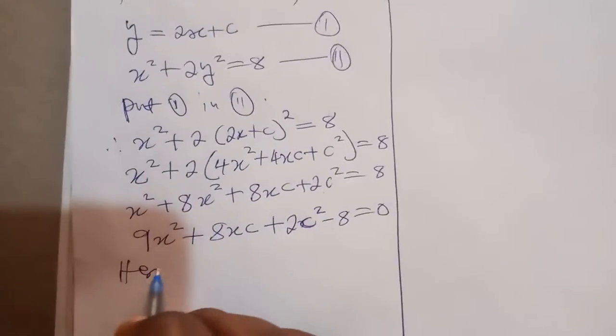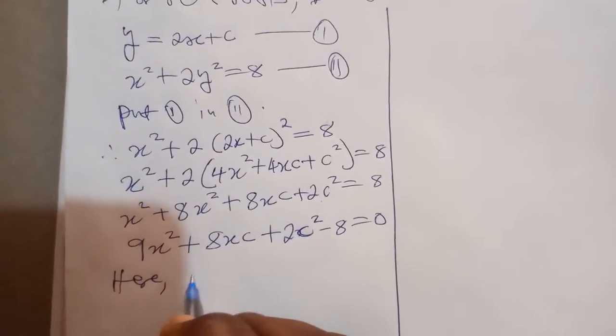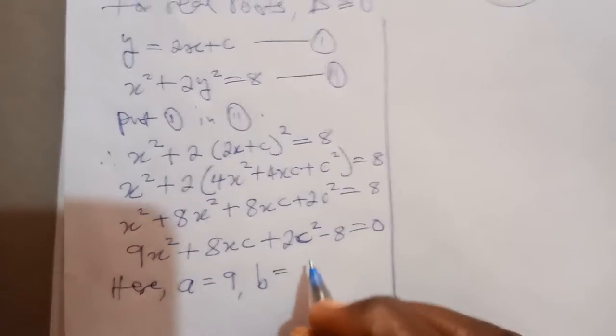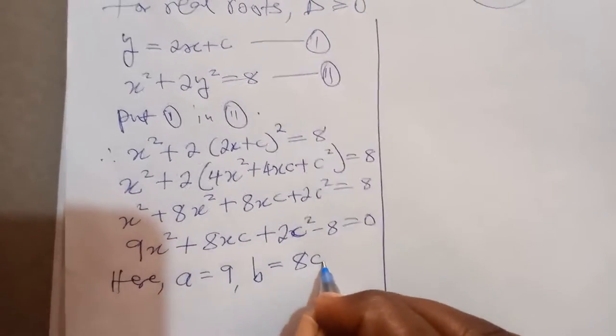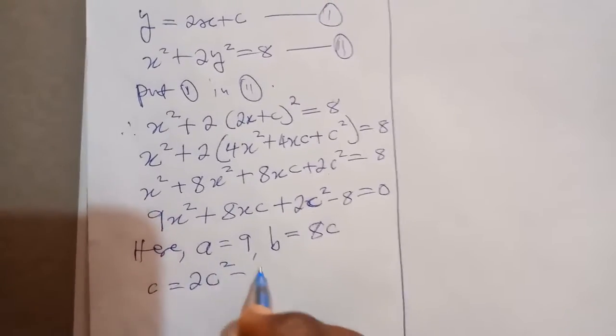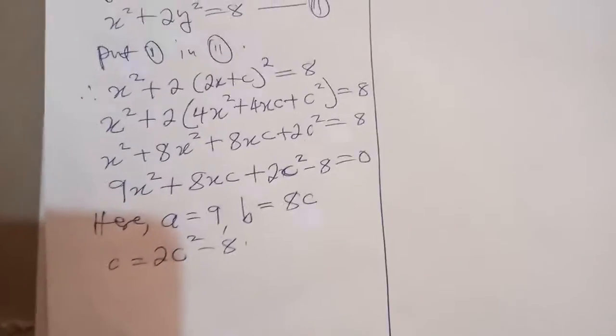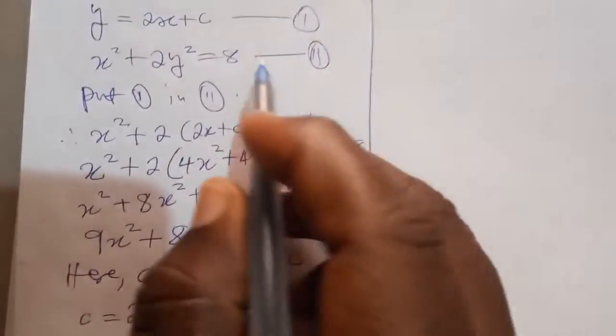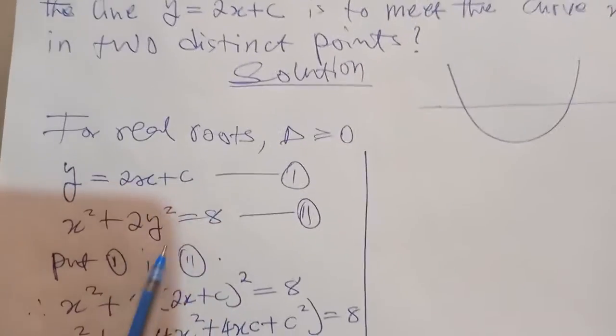Here we have our a is 9, b is 8c, c is 2c squared minus 8. These are the parameters. We can now plug this into this expression. Where is it?